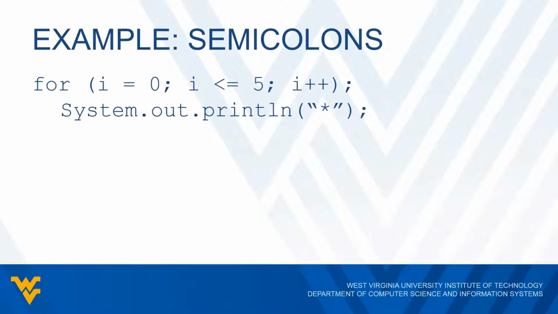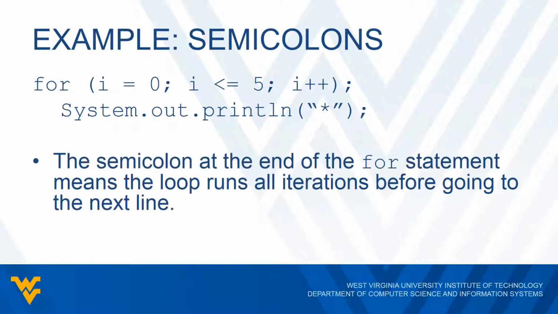Semicolons. So here is some code that's very similar to what we've seen already. So it looks like we're going to print a star 5 times, actually I'm sorry, 6 times, because our loop control variable starts at 0, and as long as it's less than or equal to 5, we'll print the star, right? Well, notice that we have a problem here.